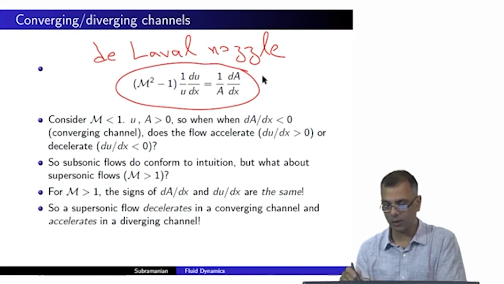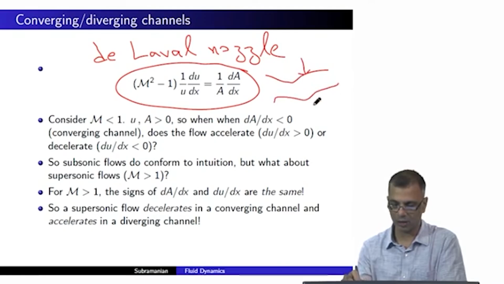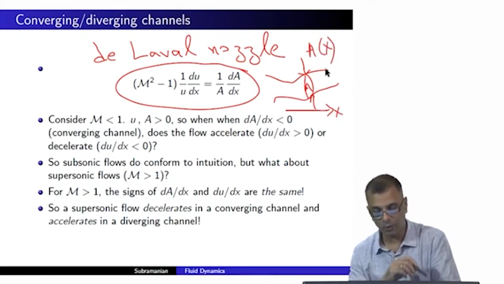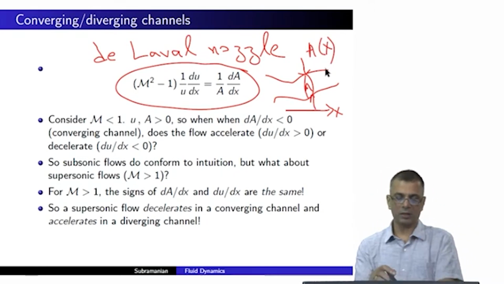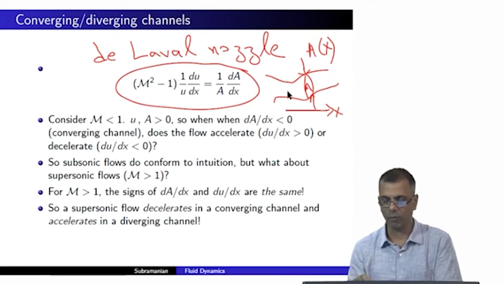And an area of what? Well, the area of the pipe, right? The area of the pipe can be varying like this, the cross-sectional area. So A can vary as a function of x. And the question we were asking, with M the Mach number of course, is how does the flow behave with the change in area as it passes, and does it conform with intuition?